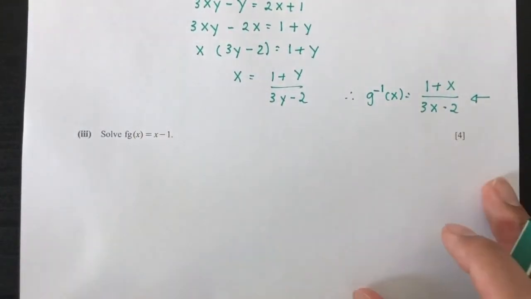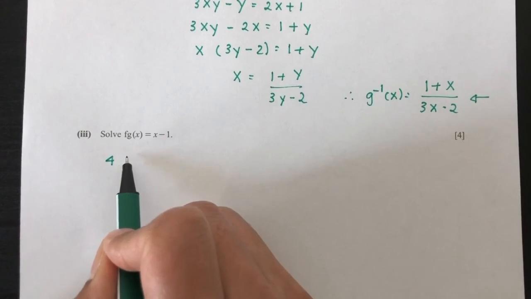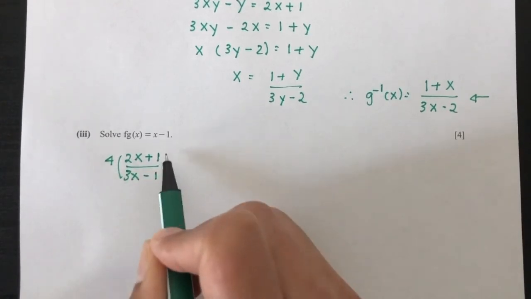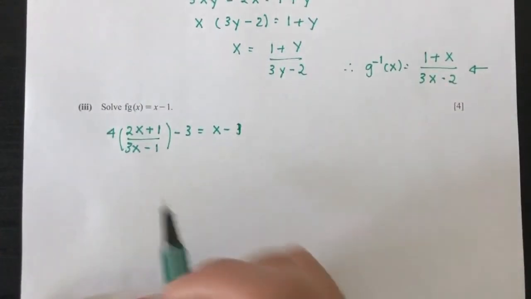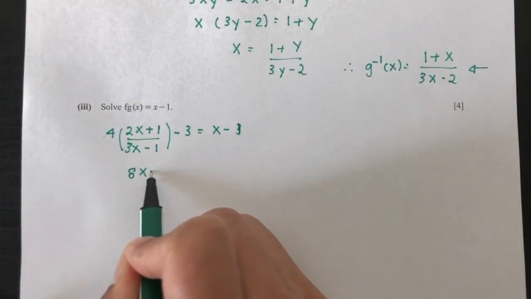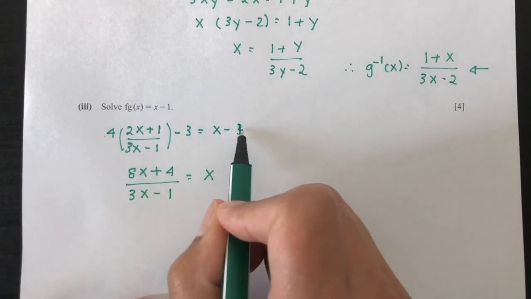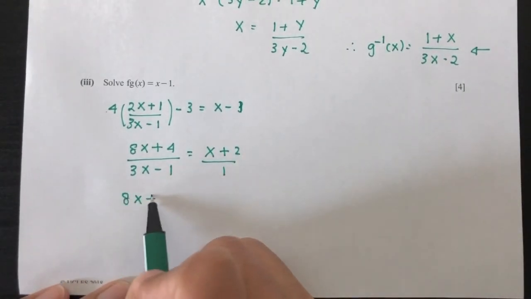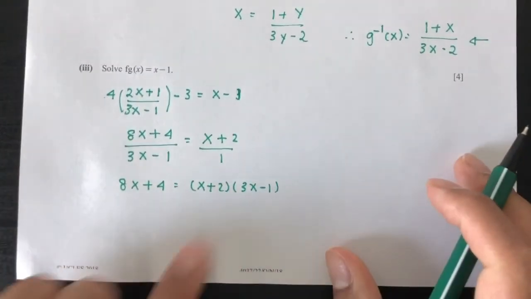Now for part 3 we have to solve this equation. What is f of g of x? So let's do that. f of x is 4x minus 3, and x is g of x now, so that will be 4 times 2x plus 1 over 3x minus 1 minus 3 is equal to x minus 1. Now you can bring this here, you will have 8x plus 4 as the first step, and you have 3x minus 1 is equal to x, so minus 1 plus 3, that is plus 2. We can cross multiply. You will have 8x plus 4 is equal to x plus 2 multiplied by 3x minus 1. So we have to simplify this side. Let's see what happens.